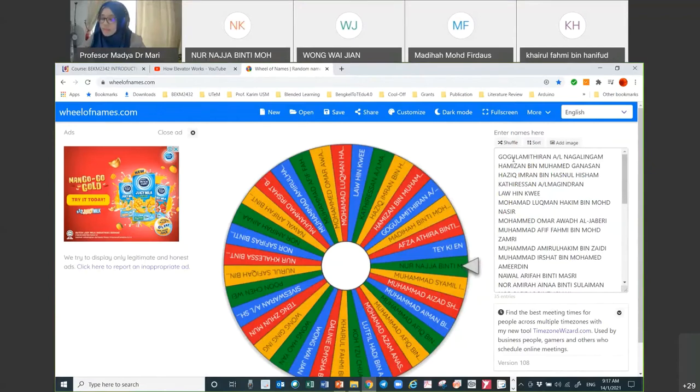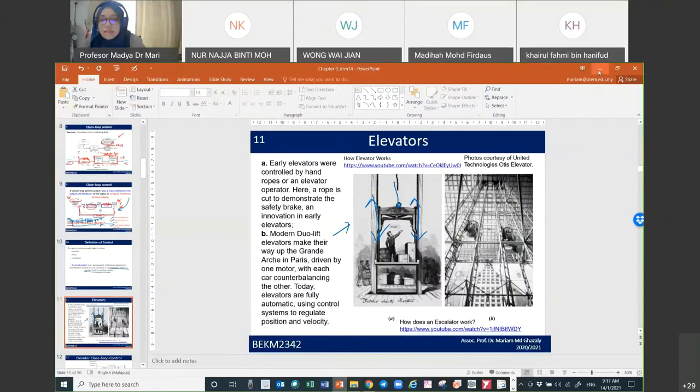Hydraulic. Hydraulic, okay. Any more? Motor, alright. Thank you. Okay, correct, so in an elevator they use two types of actuator, hydraulic and motor. Anyway, because the video was very fast and maybe some students cannot catch the information, make sure that you look at other videos related to elevators. Thank you, Najah.